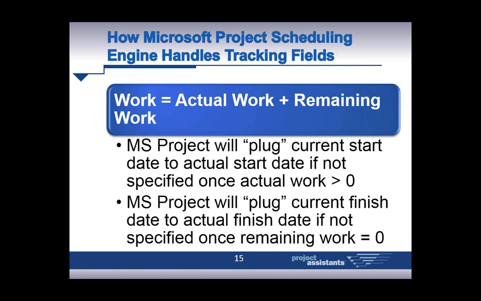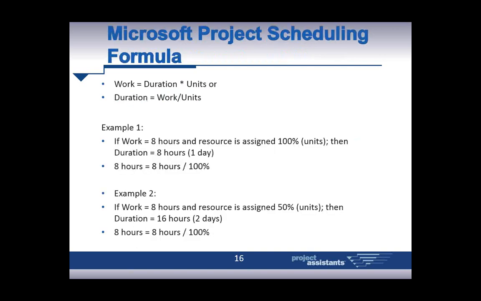One other item of note. MS Project will plug the current start date to the actual start date once the specified actual work is greater than zero. In other words, at the moment I apply actual work, it's going to plug in the actual start date. On the flip side, MS Project will plug the current finish date once the remaining work is equal to zero. Some basic fundamentals, but important things to know.